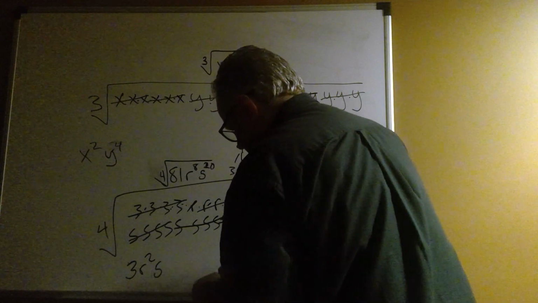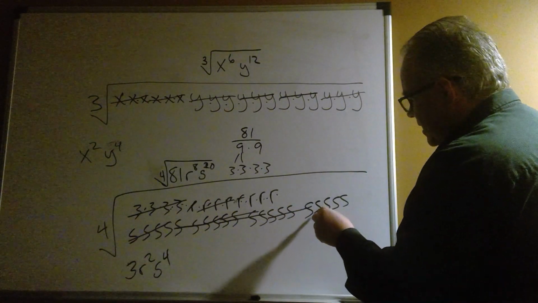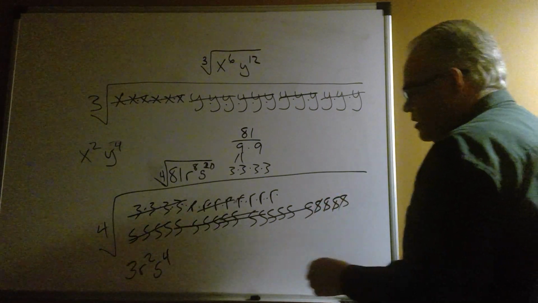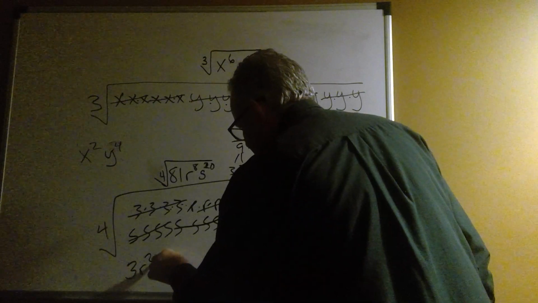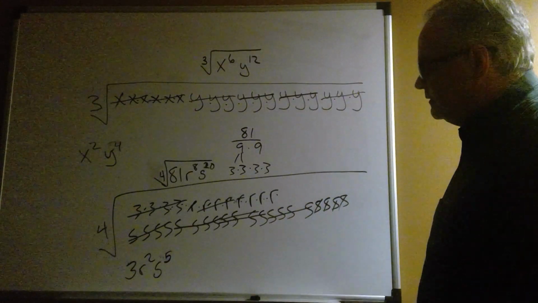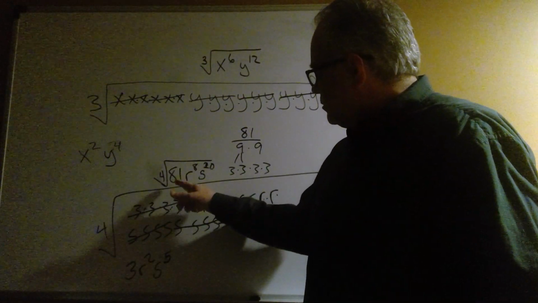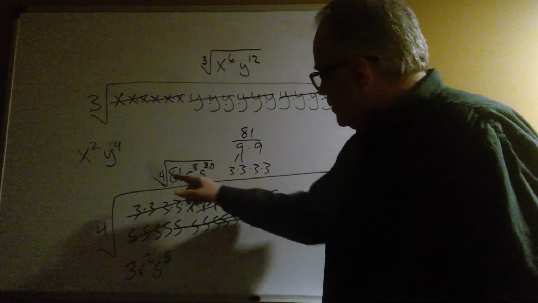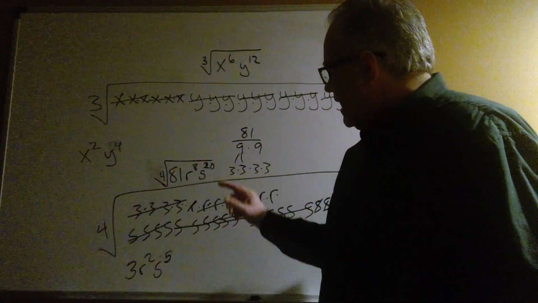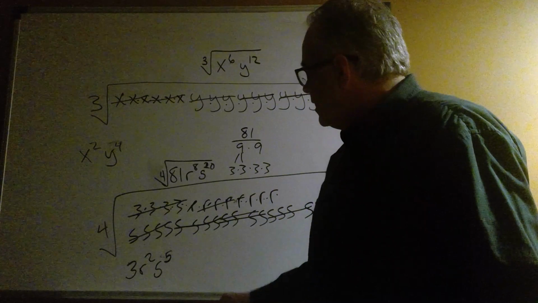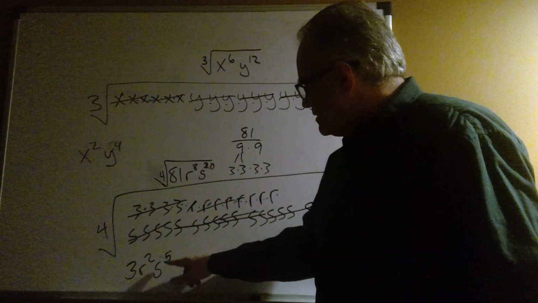Use my rag here. 4 up to here. And then I've got 1, 2, 3, 4. And that gives me one more set of S's, which would make it S to the 5th. Okay, and again. So this is 4 goes into 3 to the 4th power. So 4 goes into 4 once, so there's my 3. 4 goes into 8 2 times, so it's R squared. And 4 goes into 20 5 times, and there's my S to the 5th.